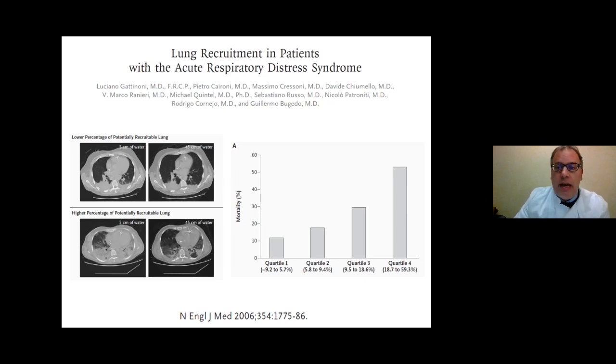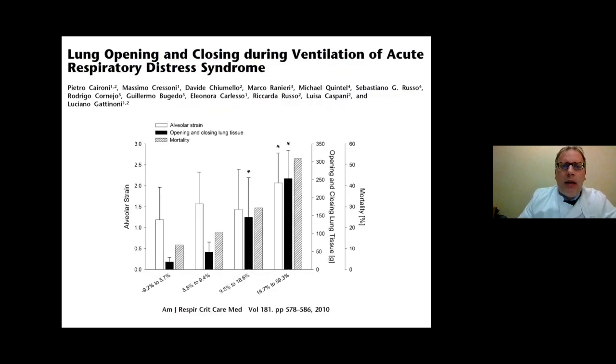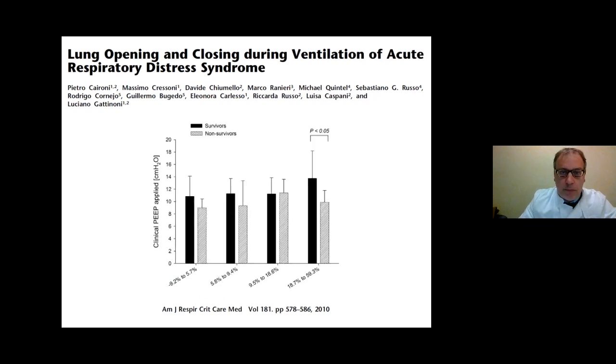And this is important because recruitability is not an opportunity for our patient, it's a risk, because we know that the increase of recruitability is associated with a progressive increase of mortality in ARDS patients. And mortality seems to be more correlated with the opening and closing of lung tissue than to alveolar strain, at least in the era of low tidal volume ventilation and plateau pressure limitation. This is probably the reason why it is in this subgroup of patients, those showing the highest recruitability, that setting a high PEEP level makes the difference in terms of survival.